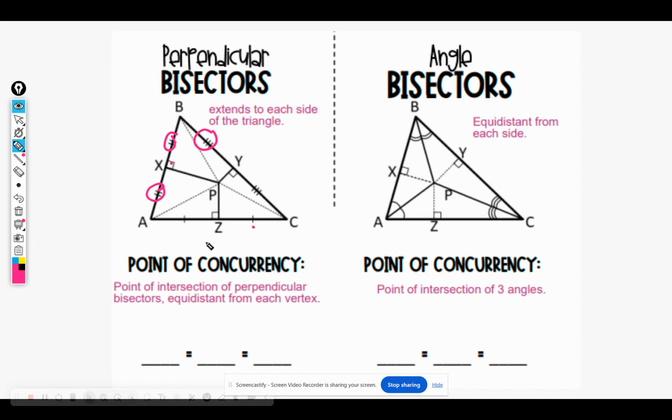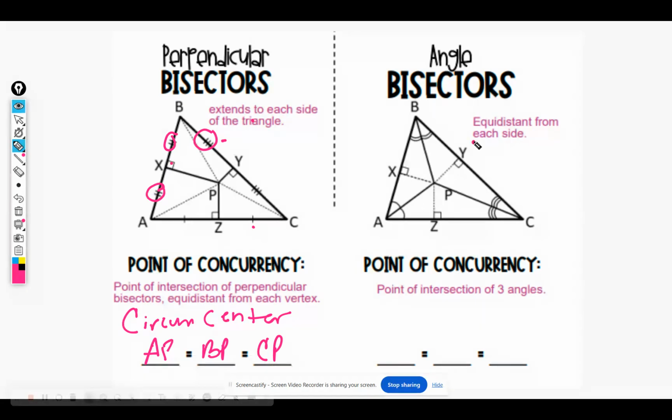Okay, so with that, we know that each perpendicular bisector extends to each side of the triangle. The point of concurrency is the point of intersection of perpendicular bisectors equidistant from the vertex, and it is called the circumcenter. Okay, circumcenter. With the circumcenter, we know that AP is congruent to BP, which is also congruent to CP.